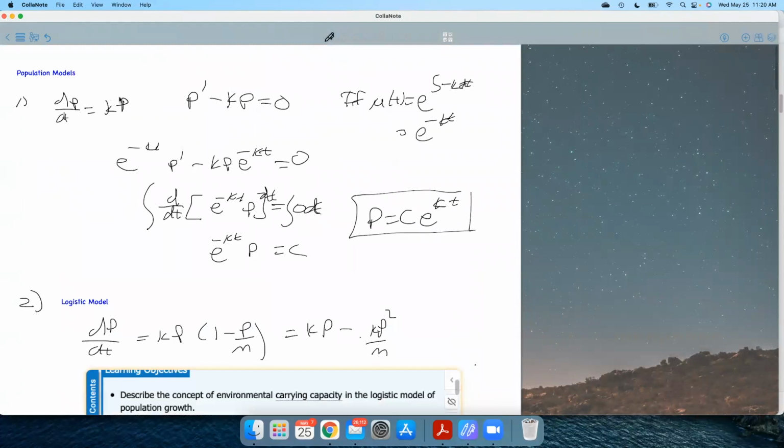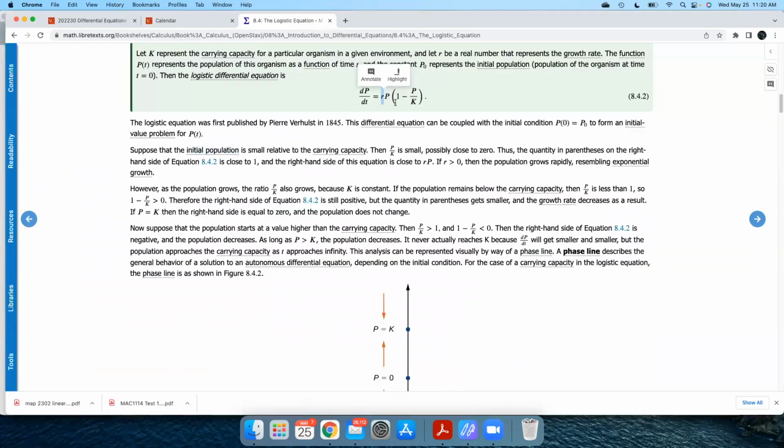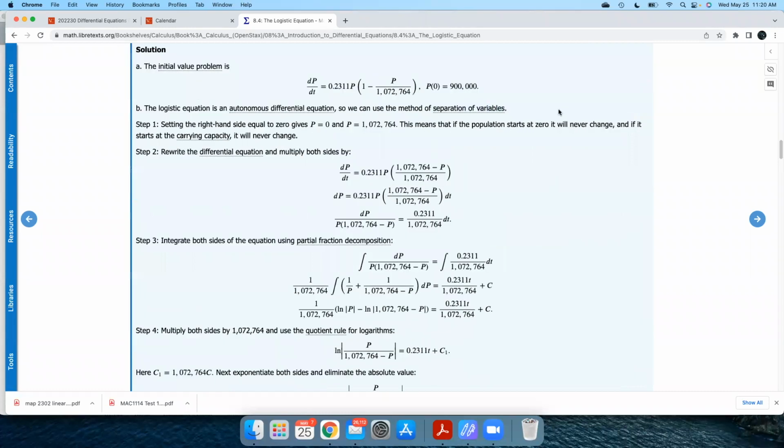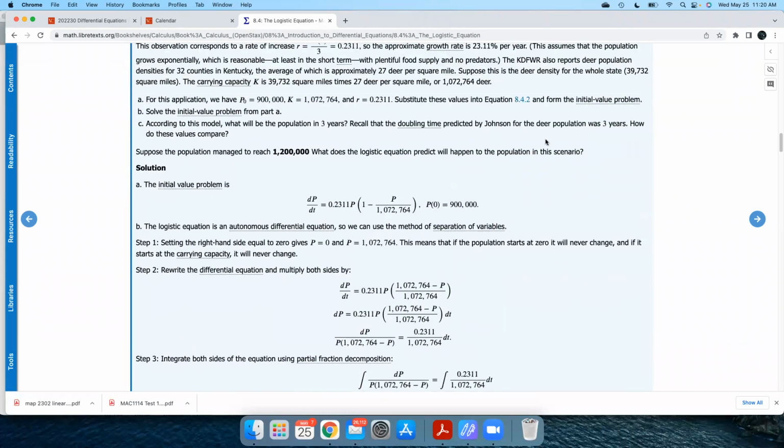So growth rate, what your population would grow like if there were no limits. That part right there, it's just like regular population growth, but then we have this extra term here that has the carrying capacity. And then here's a complete solution with numbers.